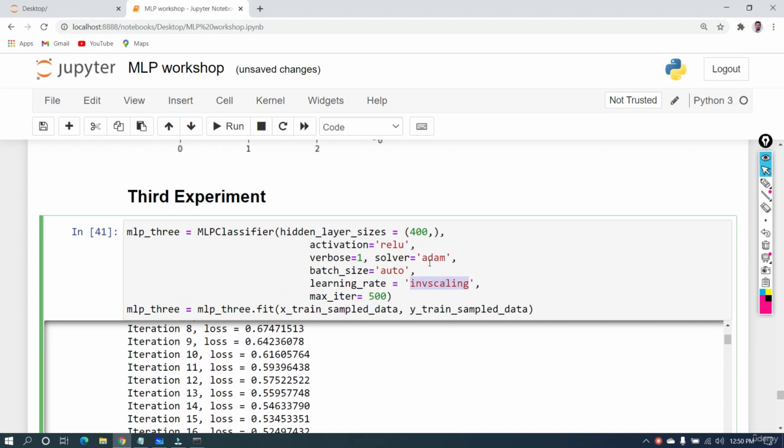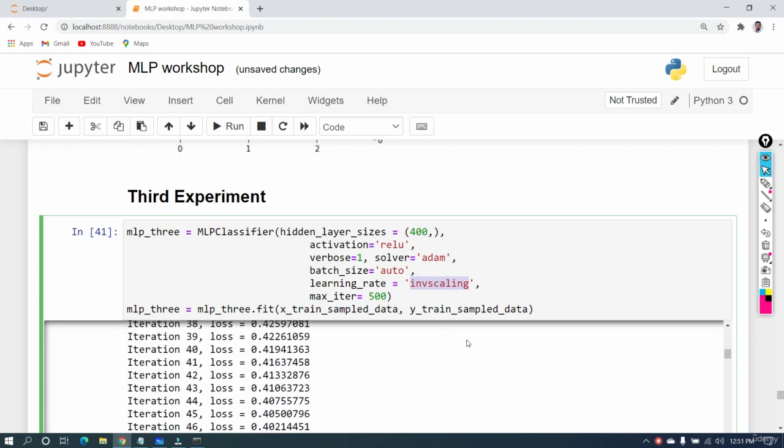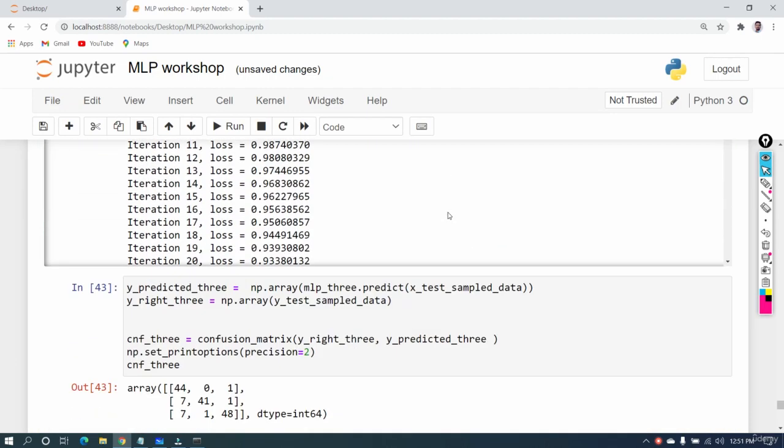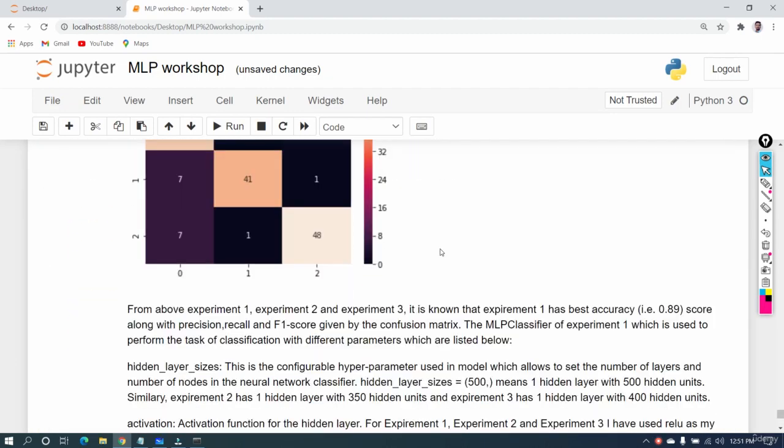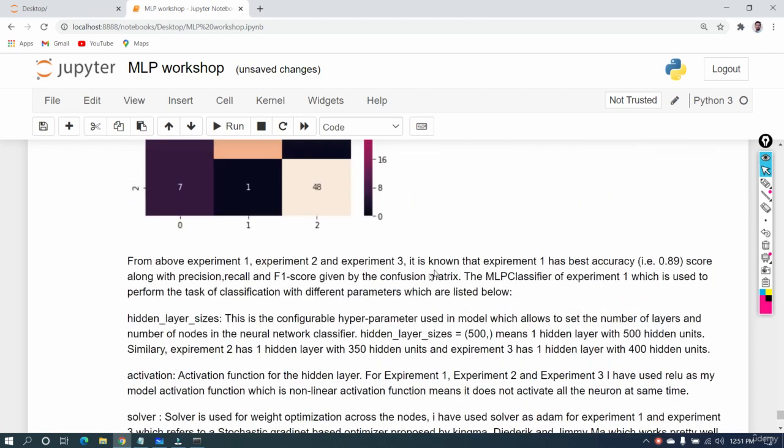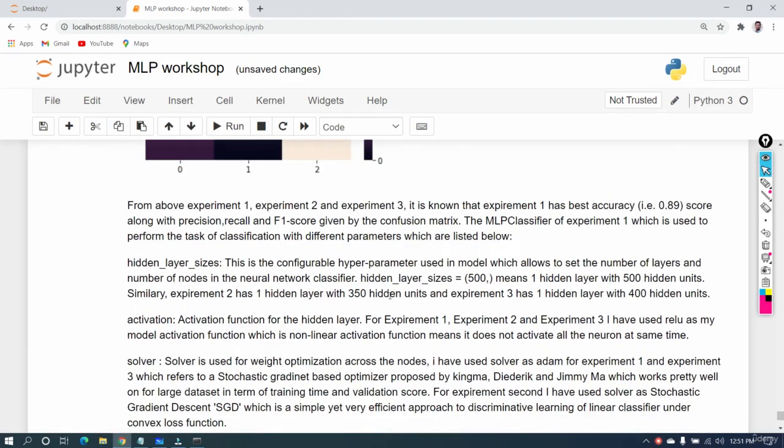And we now use the learning rate as inverse scaling. So this is the inverse scaling learning rate. And we just plotted everything over here. We saw the confusion matrix, how it performed and so on. All the description about this experiment is given over here.